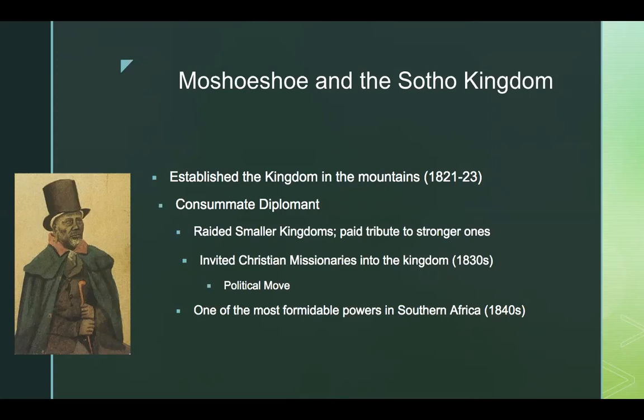And eventually he moved even further up the hill, settling on the mountain called Thaba Bosiu, which gave them a strong defensive position, able to withstand several sieges from the Zulu and other groups. And it also had great access to grazing and fresh water, which was important for him since he focused on cattle rearing, a very pastoralist community.